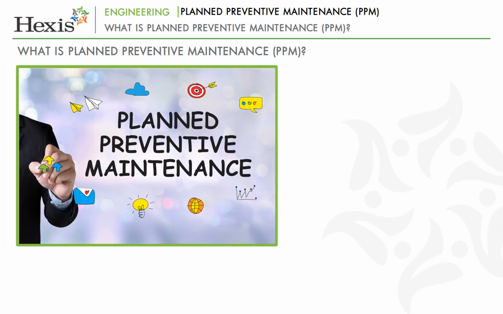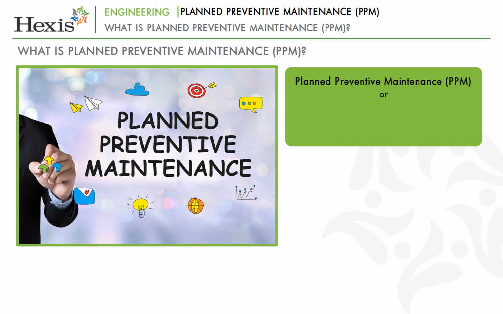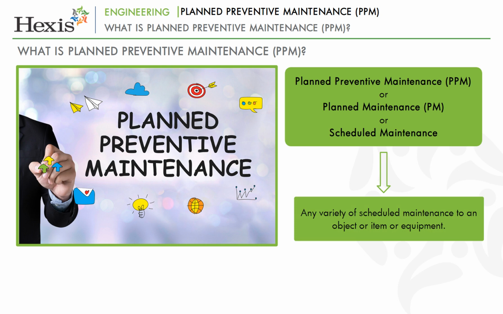Let us now deep dive into planned preventive maintenance, PPM, to understand it in greater detail. Planned preventive maintenance, PPM, more commonly referred to as simply planned maintenance, PM, or scheduled maintenance, is any variety of scheduled maintenance to an object or item or equipment.